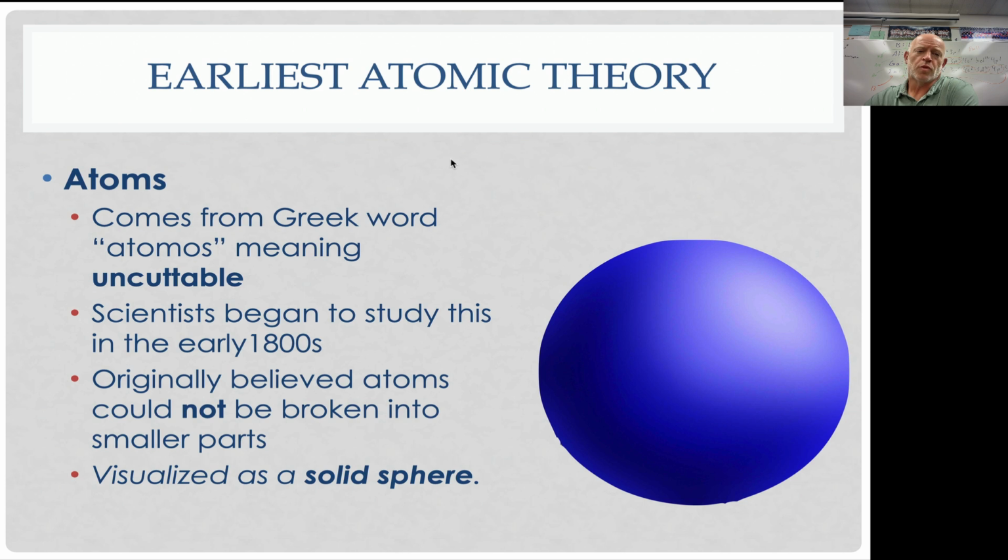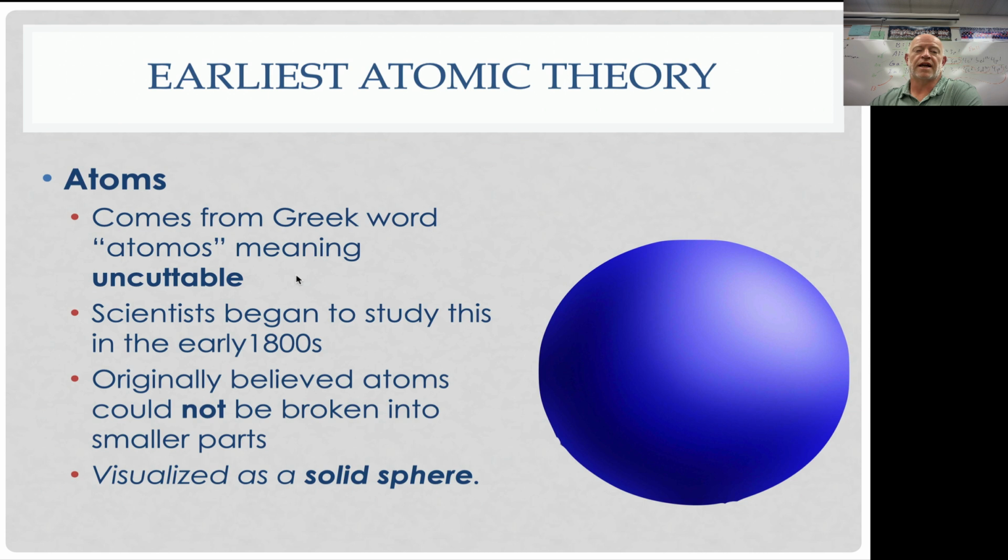First of all, where does this idea of atoms come from? Well, atoms come from the Greek word atomos, which means uncuttable. Early Greeks believed that there must be some particle, something very, very tiny, that is the smallest, indivisible, unbreakable, uncuttable particle out there. So they started calling that the atom, basically.